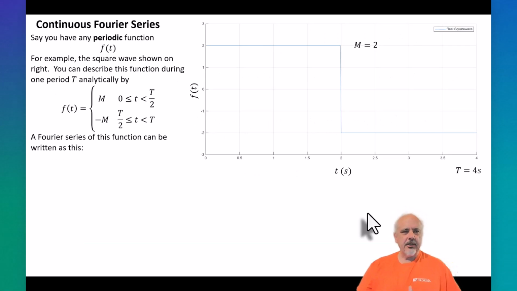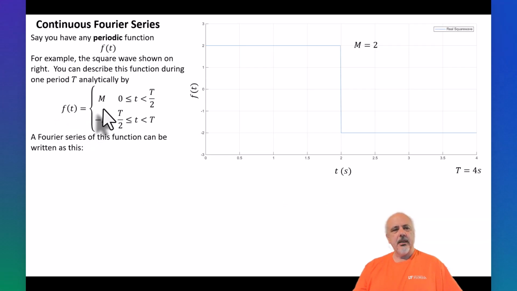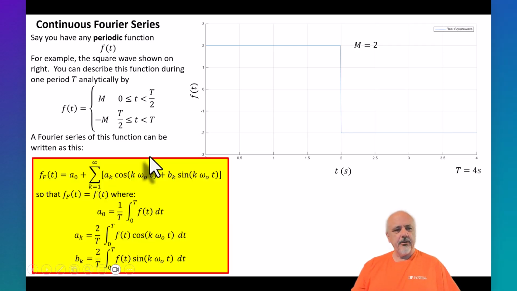The next thing I want to talk about is continuous Fourier series. Say you have a periodic function. In this case, I'm just looking at a very crude square wave, which from a function perspective, you could write as a function of time as some magnitude for the first half of the cycle, and then minus some magnitude for the second half of the cycle. So here you see that I've got a period of 4 seconds. I've got a magnitude of 2. So there's my example.